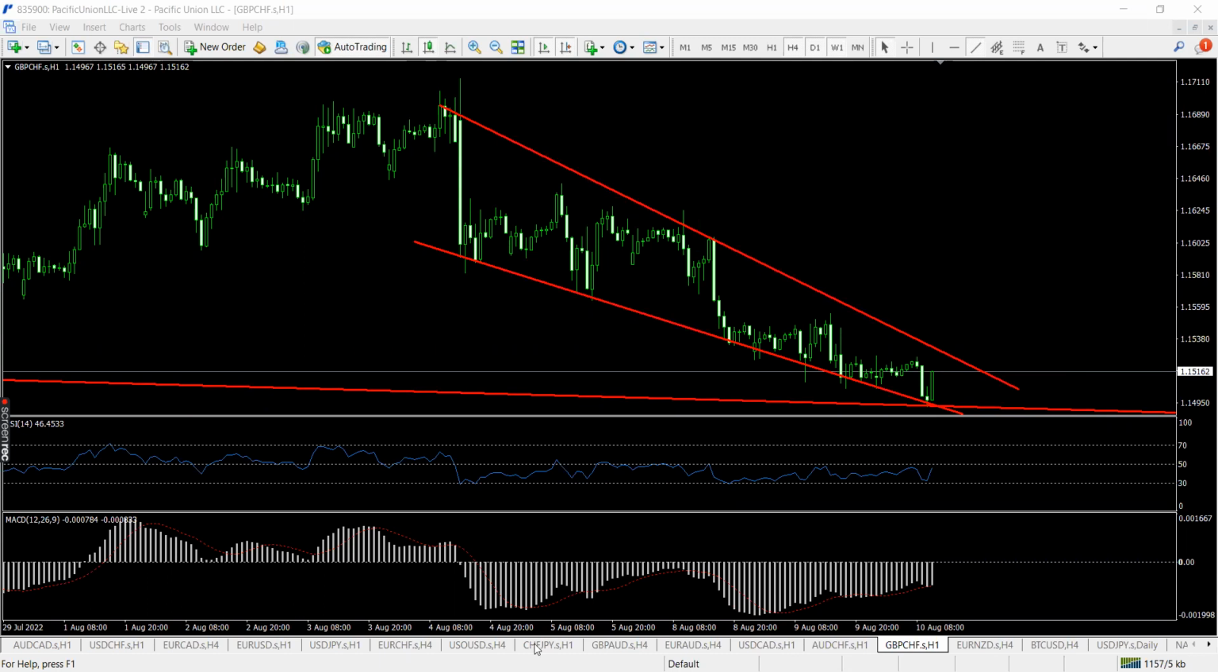Now I want to tell us something about CHF JPY. CHF JPY is positively correlated to Euro JPY, meaning they behave exactly the same way. Whatever you're seeing on Euro JPY, you see on CHF JPY. That's how it happens, and I would not advise trading both of them at the same time.